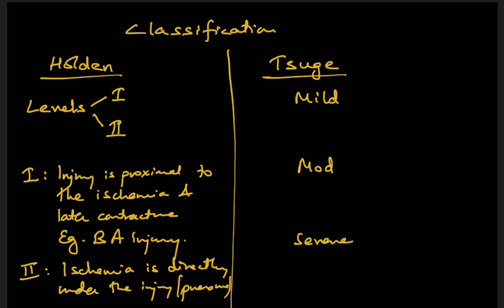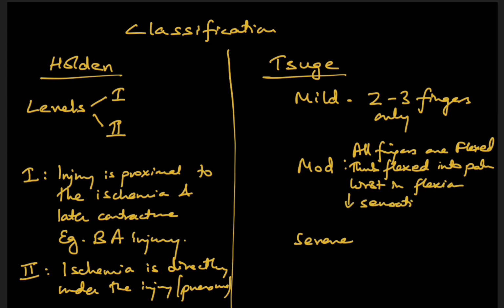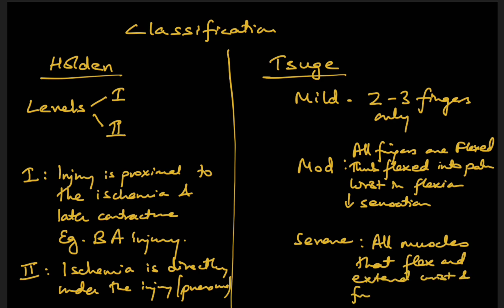In this classification, mild means the resulting contracture is affecting 2 to 3 fingers only. Moderate means that all fingers are flexed, with the thumb flexed into the palm. The wrist is also in flexion, and there is partial loss of sensation in the hand. Severe means that all muscles that flex and extend the wrist and fingers are involved.